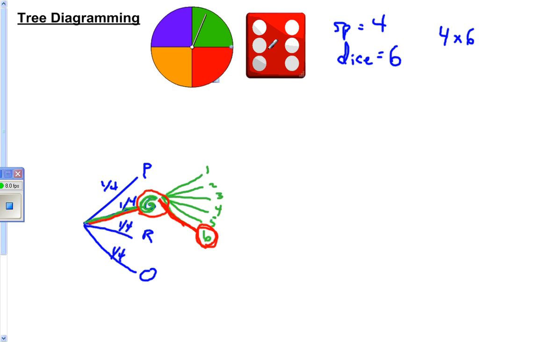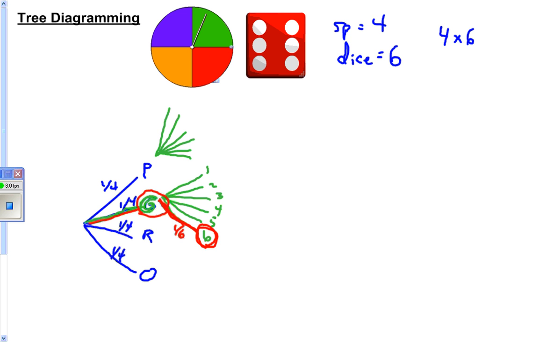Now, since there are 6 outcomes on the die, the probability of every one of those lines is 1 out of 6. This is a 1 in 6 chance that I get a 6, a 1 in 6 chance I get a 5, a 4, a 3, a 2, and a 1. Now, to find the rest of the tree diagram, what I would have to do is repeat this process here. This 1 through 6, I would have to draw 6 more lines coming out of each one of my spins. If I spun a purple, I'd have another 1, 2, 3, 4, 5, 6.